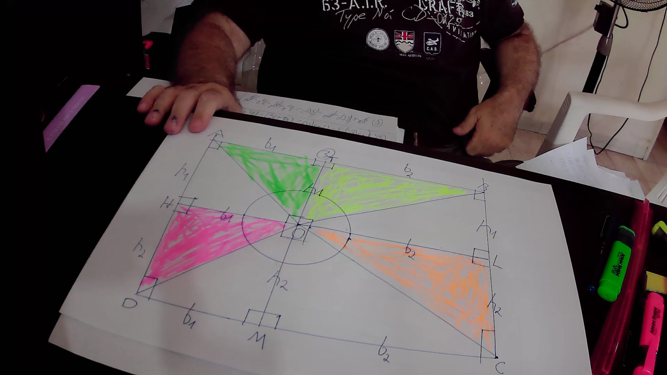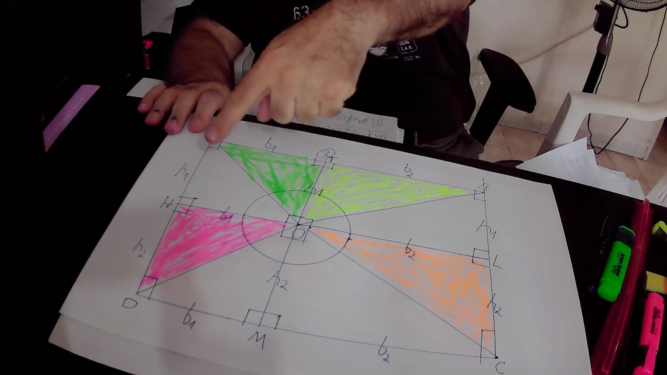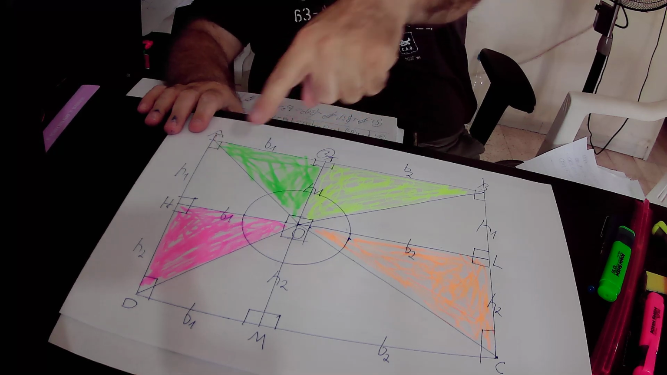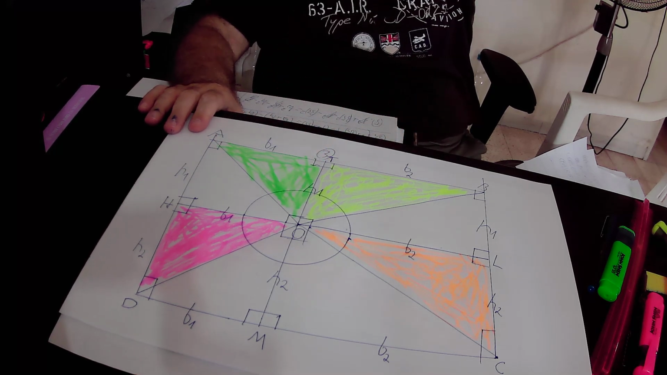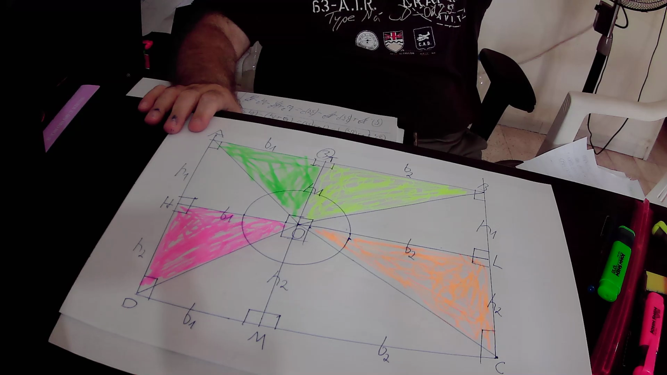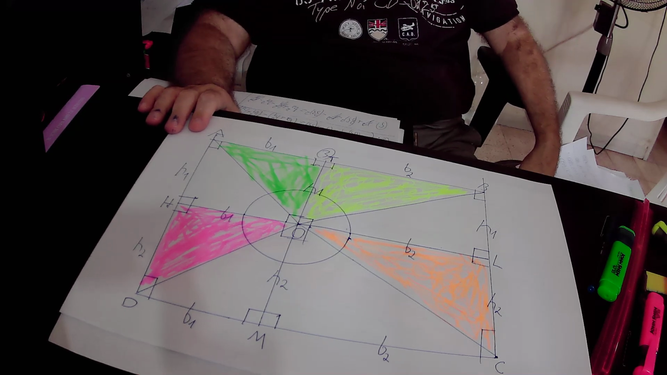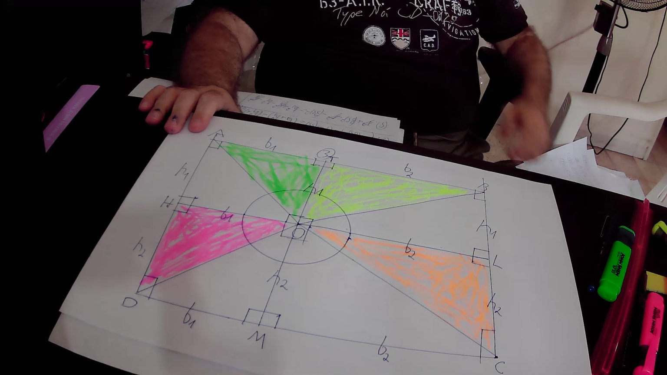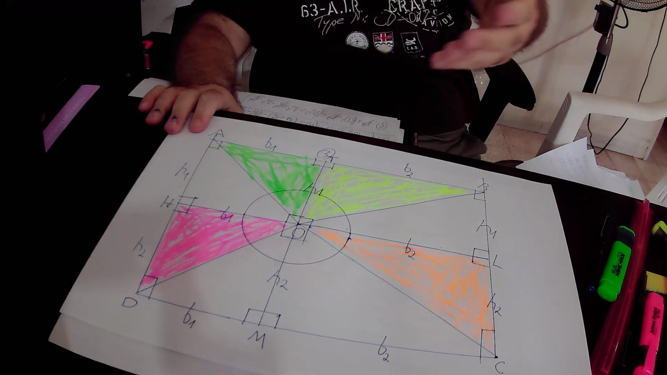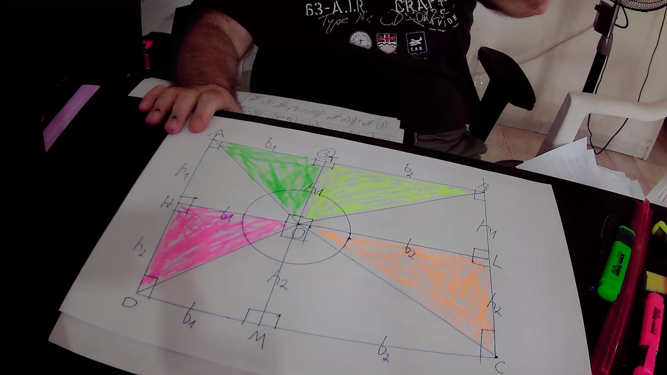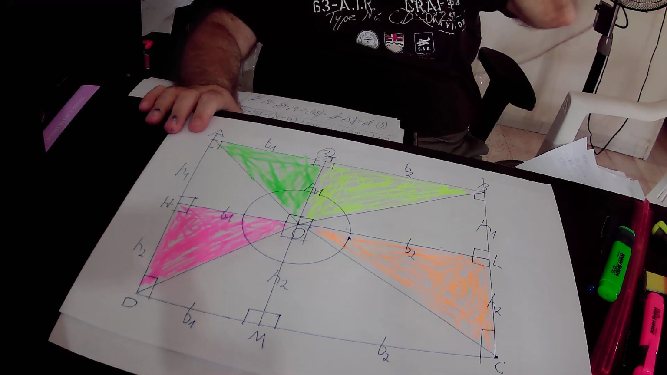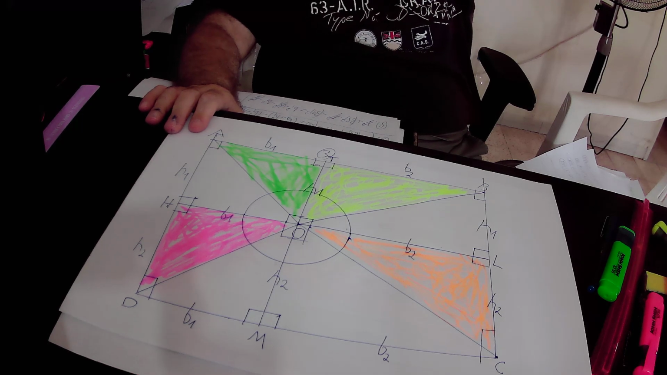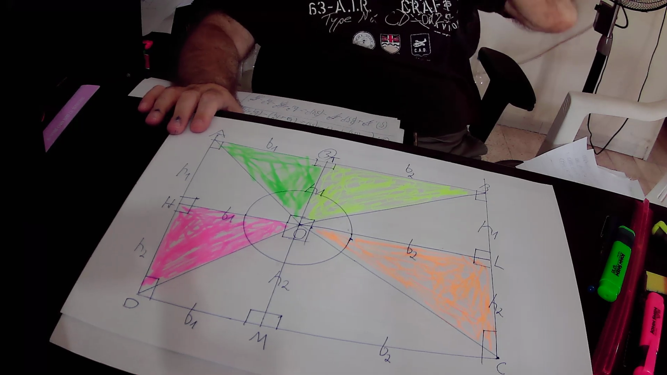So in quadrilateral ATHO, we have 1, 2 right angles. The fourth angle must also be equal to 90 degrees according to the rule that the sum of the angles in any quadrilateral is equal to 360 degrees. So 270 degrees plus 90 degrees is 360 degrees, which is the sum of the angles in any quadrilateral. Quadrilateral ATHO has 4 right angles, therefore quadrilateral ATHO is a rectangle.